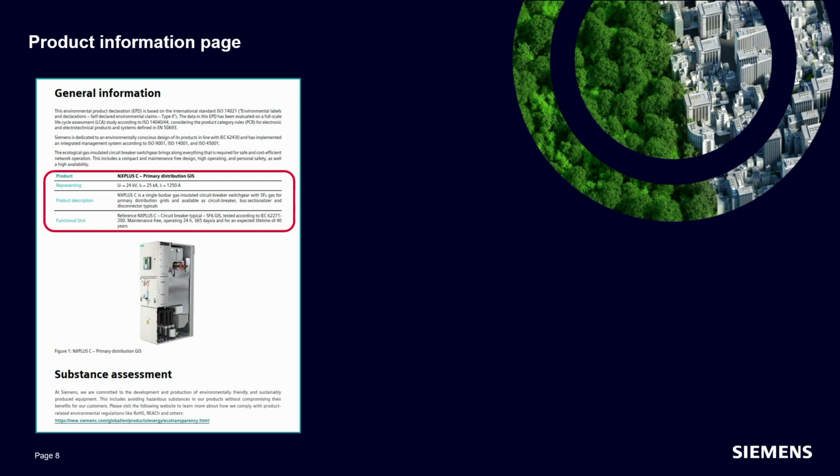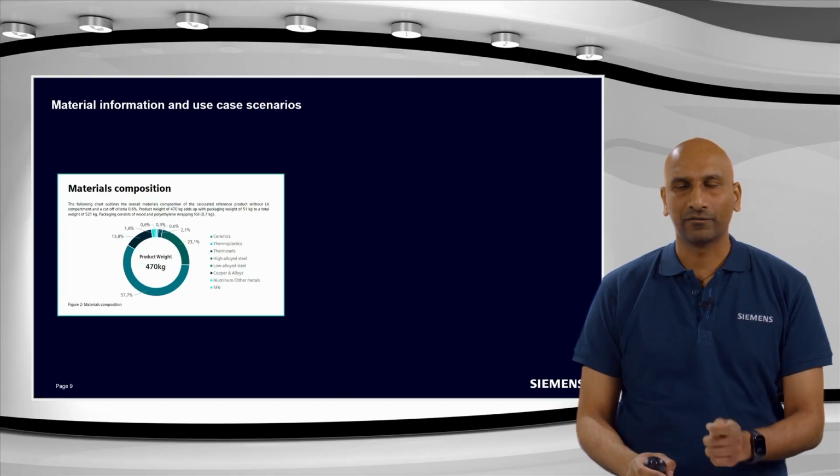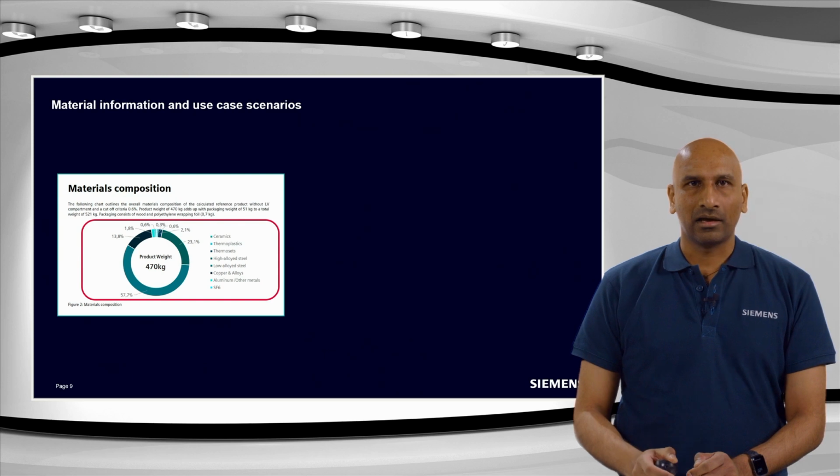Here in this case, it's an NX+C SF6 gas insulated switchgear, which is applied in primary distribution networks. The ratings and the typical are also given in this section. For example, here we used a circuit breaker typical. In the material composition section, you get a rough overview of the materials and the percentage of each used in the product. This information also serves as a basis to estimate the percentage of recyclability of the product after reaching its end of life.